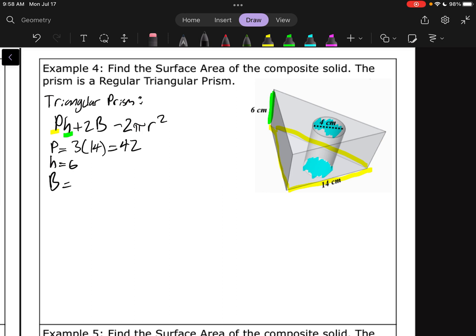To find the area of a triangle, we need to do 1/2 base times height. Or we could do 1/2 aP because it is a regular triangle. What would be easier for us right now? I think it would probably be easier for us just to do 1/2 base times height.